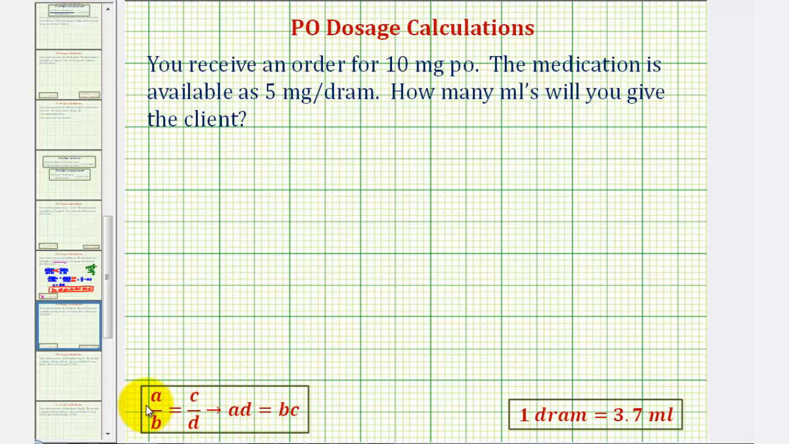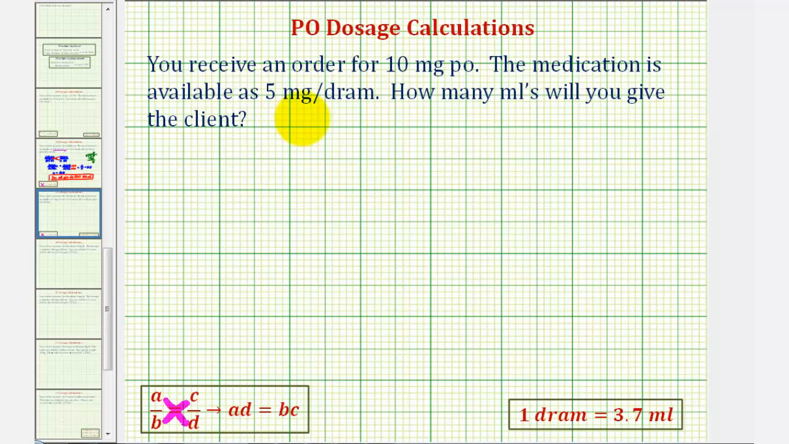As long as the units of A and C are the same, and the units of B and D are the same, then the cross products are equal, meaning A times D will always equal B times C. So if we have one unknown, we can solve for the unknown using this equation here.